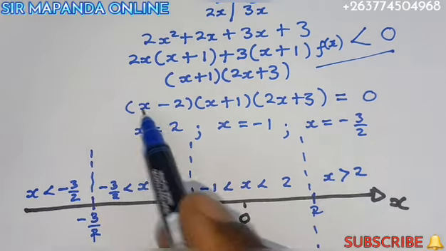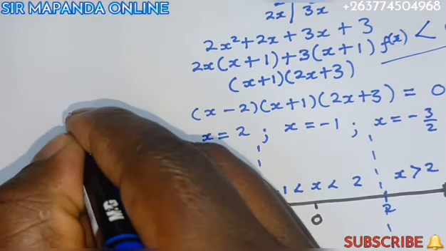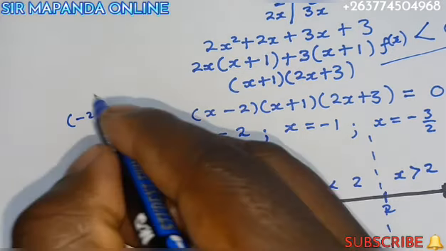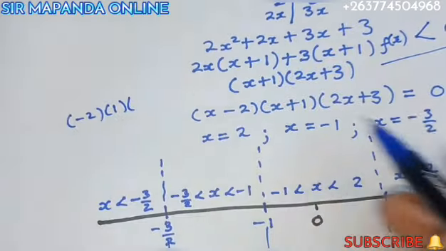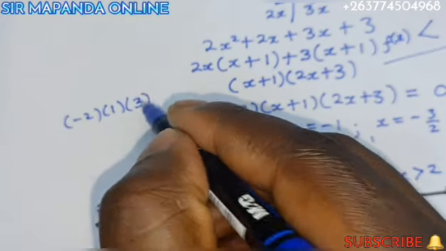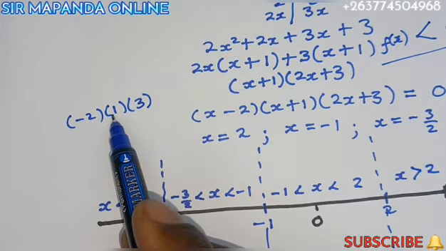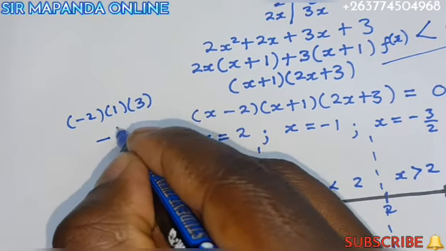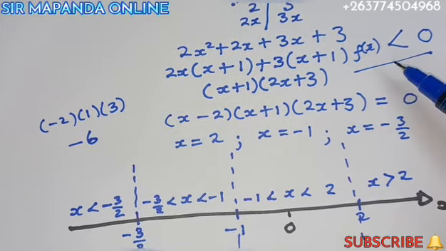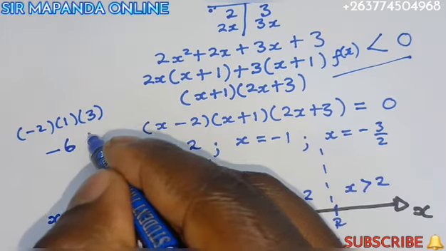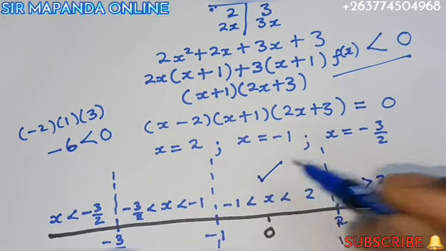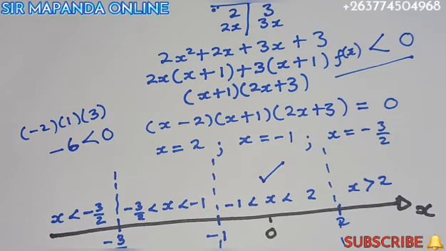So putting 0 on x in the first bracket, you get minus 2. If we put 0 here, you get 1. If you put 0 in the third bracket, 2x becomes 0. You'll be left out with the 3. So minus 2 times 1 times 3, it gives you minus 6, of which minus 6 is supporting the required inequality less than 0. It means this region is true. So I'm going to tick it like this. I hope you are following.